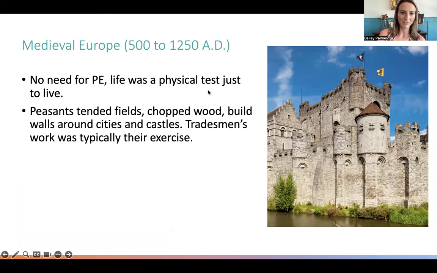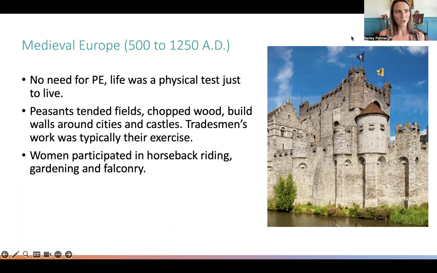You can see up here, we're kind of in 500 to 1250 AD. So we're moving up into, getting closer to our Renaissance time, like early European history. We see what the peasants did. We see that women also had a lot of roles in maintaining their life and just to kind of live.